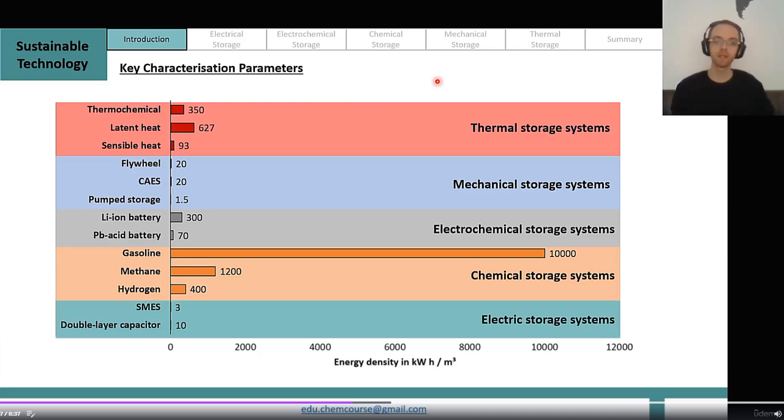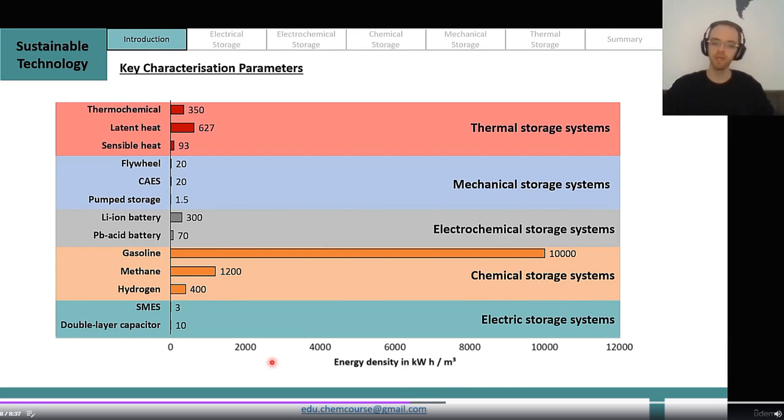What you can see here now is exactly this energy density, what I've just talked about. The energy density is given on the x-axis here in kilowatt hours per cubic meter. Please don't pay so much attention to the absolute value. Basically, I just want to give you an overview how the energy density is significantly different depending on your storage technology, and even within this storage technology, it can be very much different depending on the way how you store your energy.